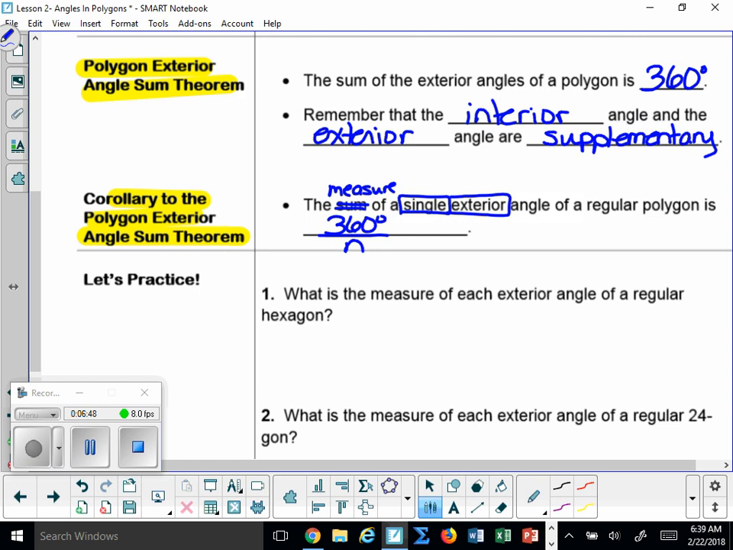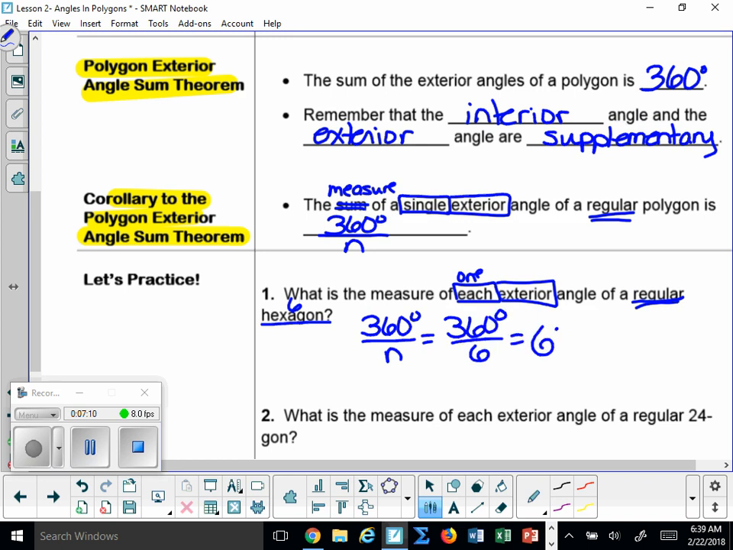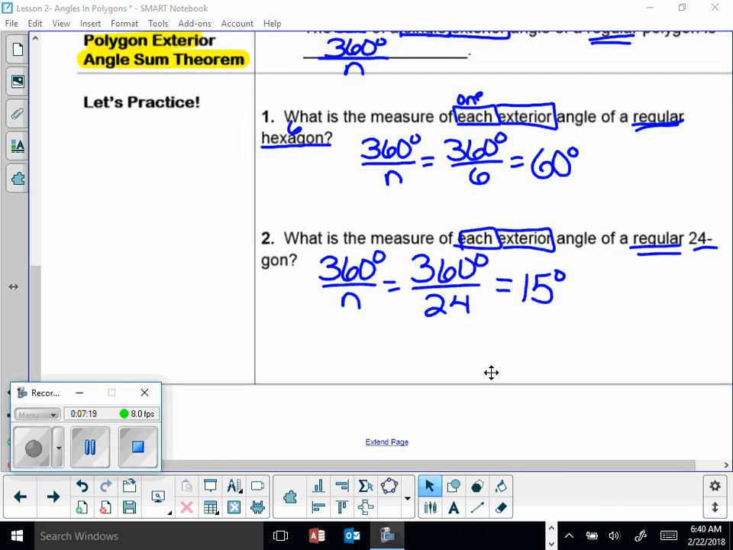All right, so let's try one here. What is the measure of each, meaning 1, exterior angle, and it has to be regular. Hexagon. Hexagon means 6. So 360 degrees divided by n. 360 divided by 6. Each exterior angle is 60 degrees. Pause your video for a moment and try number 2. All right, hopefully you did well there.